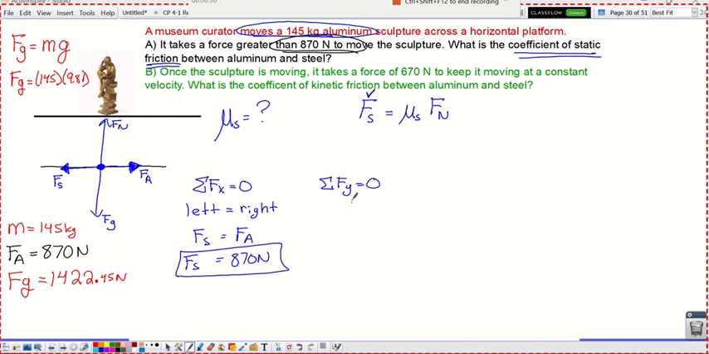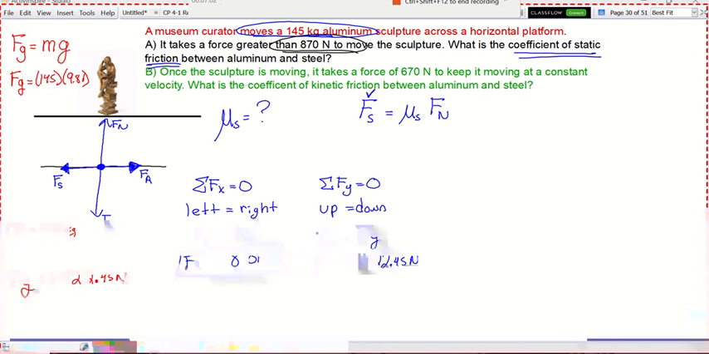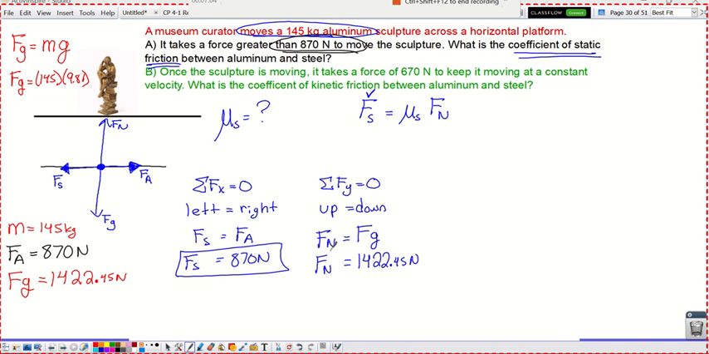Let's see if we can figure some more out going to the y direction. It's not accelerating up or down either. So that means the up forces are balancing the down forces. What force is pointing up? The normal force. What force is pointing down? The gravitational force. I know the gravitational force, so I'll substitute in for the gravitational force 1,422.45 newtons. And the normal force, well, because we're in equilibrium, it's the same.